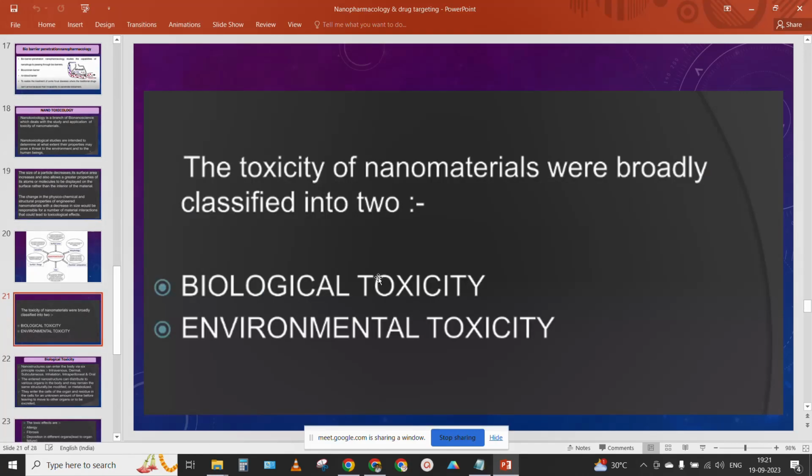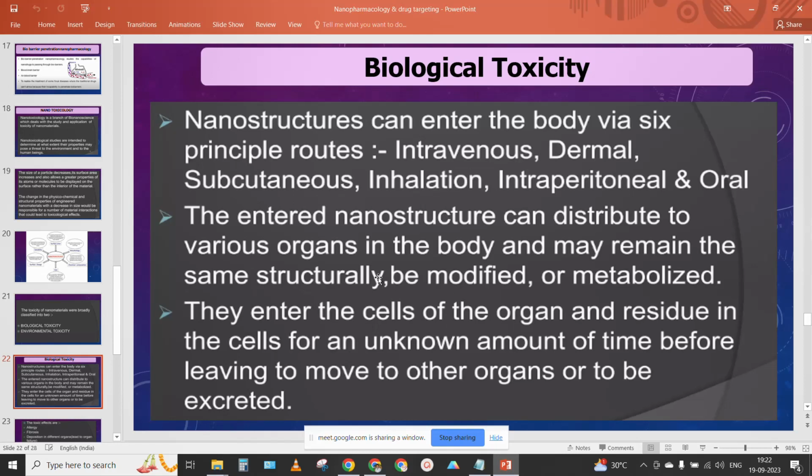Then the toxicity of nanomaterials is broadly classified into two types: one is biological toxicity and the other is environmental toxicity. So let's discuss biological toxicity. Nanostructures can enter the body via six principal routes: IV, dermal, subcutaneous, inhalation, intraperitoneal, and oral. The entered nanostructures can distribute to various organs in the body and may remain the same structurally, be modified, or be metabolized.